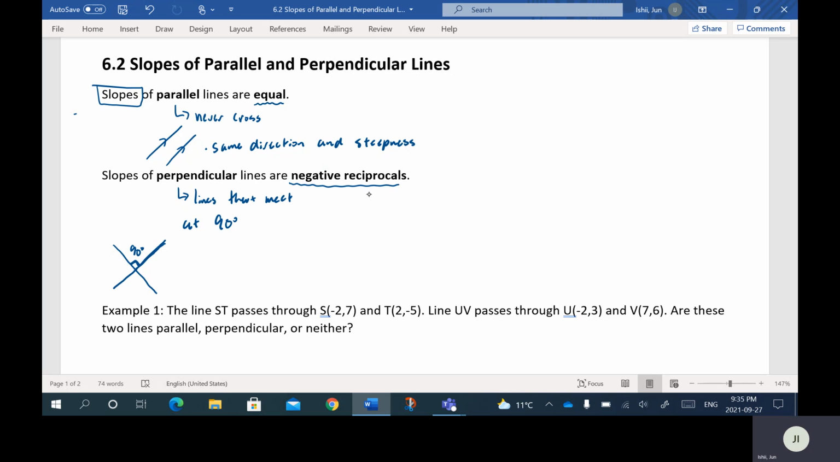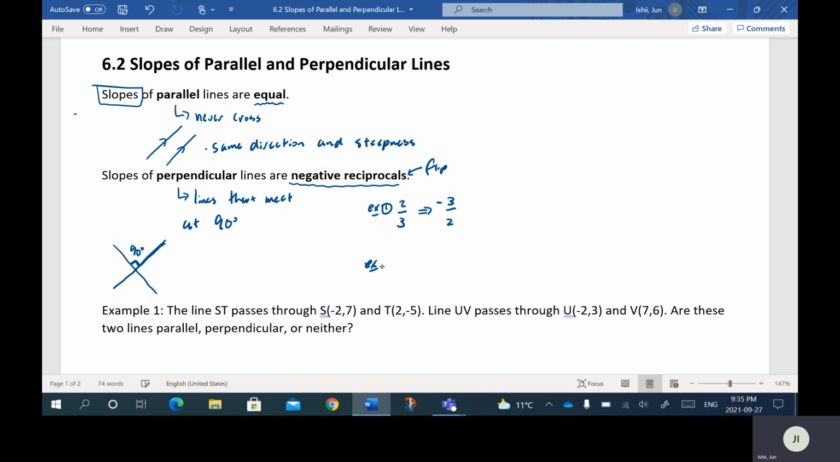An example of negative reciprocals: let's say I have 2 over 3. The negative reciprocal of that one. Reciprocal means to flip the fraction, so that would be 3 over 2. However, it's going to be a negative 3 over 2. So these are what they call negative reciprocals because you're doing two things: you're flipping the fraction and you're changing the sign.